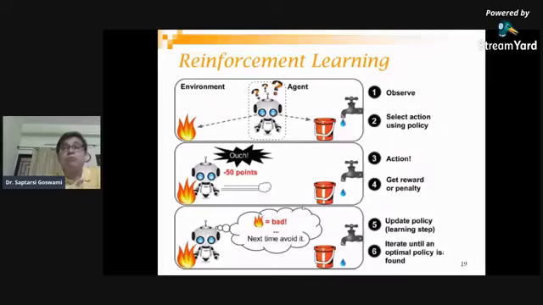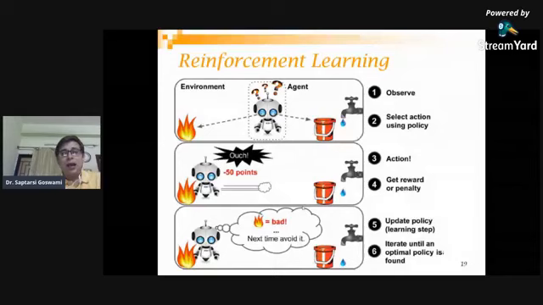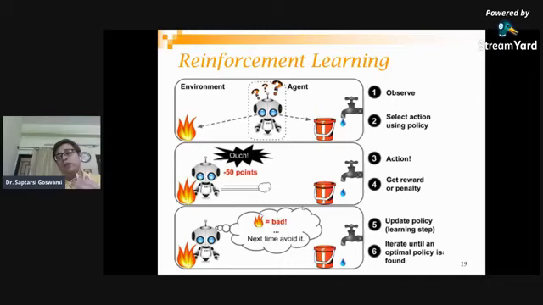Now let's come to reinforcement learning. The best example is learning to bicycle. Basically there is an environment, and you are trying to find a set of policies, or a set of behaviors, by which you can cycle without falling down.